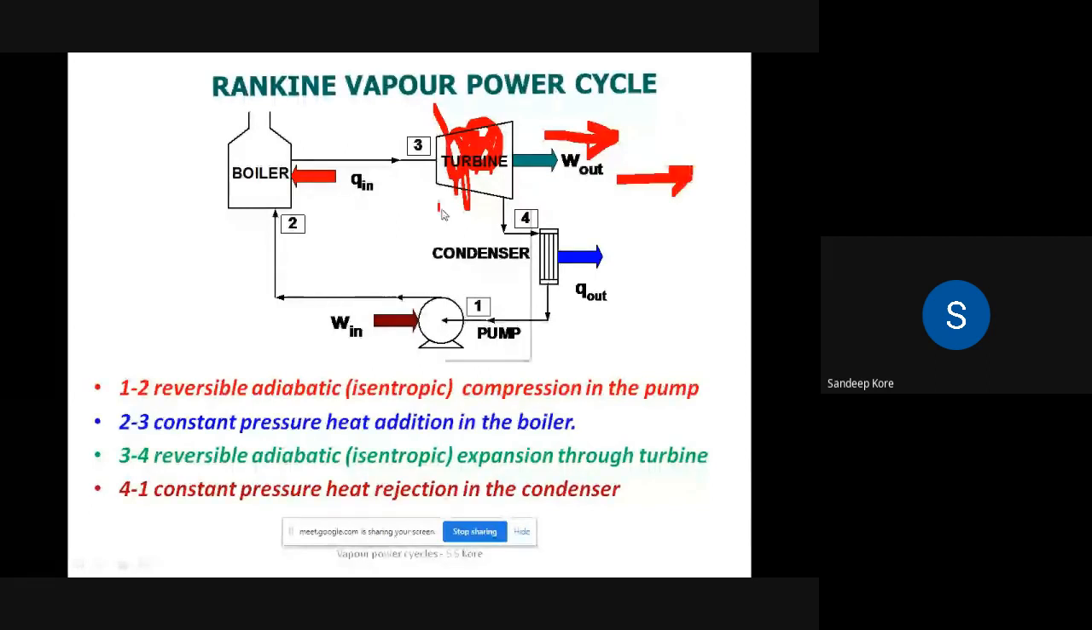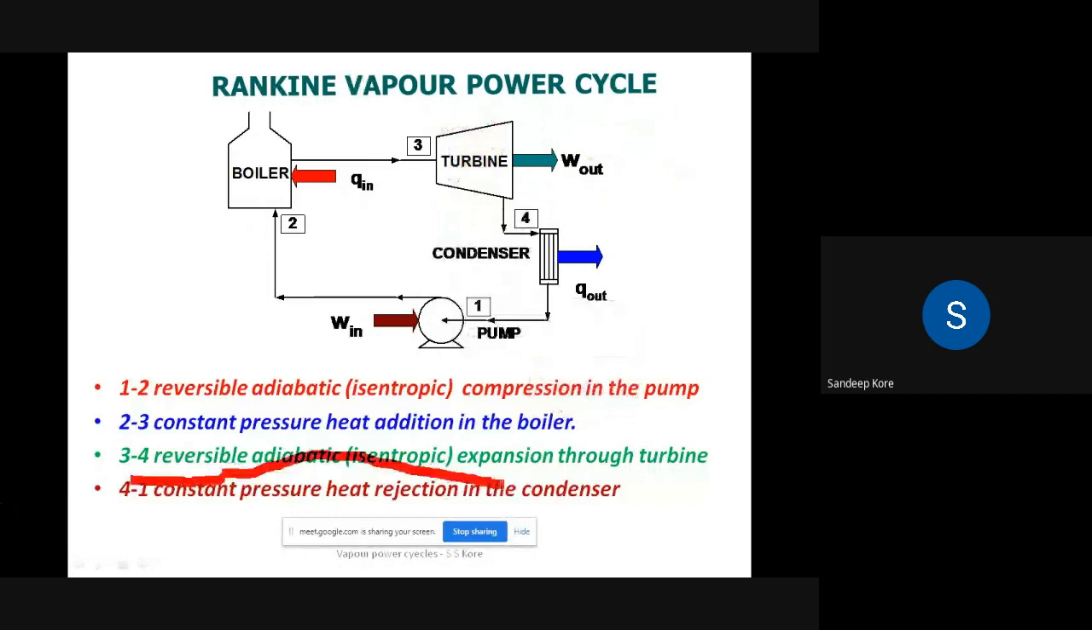Okay, so process 3 to 4 is again reversible adiabatic expansion process. In pump, we are compressing the water, but in case of turbine, we are expanding the steam. We expand क्यों करते हैं? क्योंकि हमें heat energy kinetic energy में convert करना है, and then kinetic energy we are going to convert into mechanical energy. So expansion is taking place from 3 to 4. So we are getting the turbine work is equal to, in terms of enthalpy, H3 minus H4. H3 minus H4 is the turbine work.